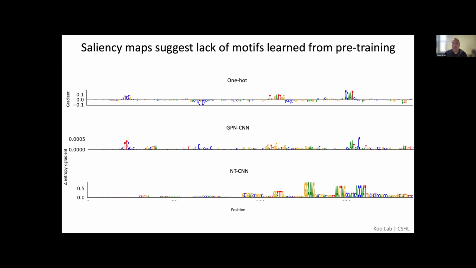And this indicates that it's likely that the downstream CNN is doing most of the work in learning cell type specific motif features, not the pre-trained gLMs.